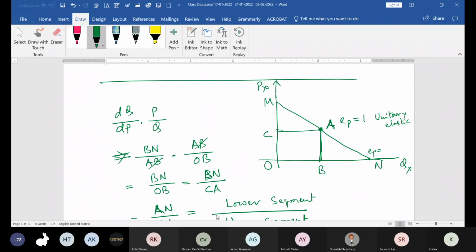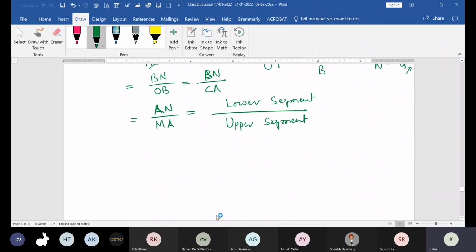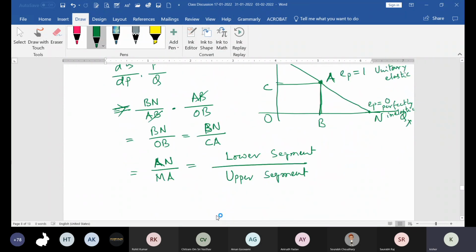0. Once it is 0, it is called perfectly inelastic. Perfectly inelastic means although price may change, there is no change in demand. So ultimately, you will get actually, okay, I'm going to draw that one.